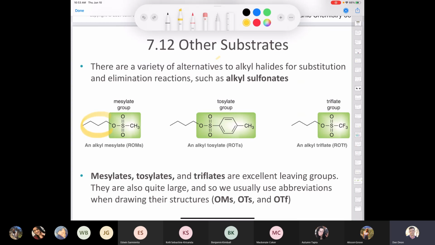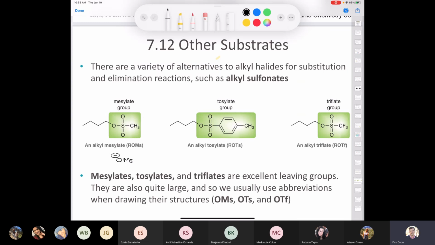So let's say you have an alkyl group and you have this thing over here. This is called a mesylate. Mesylate is actually shorthand for methane sulfonyl. You have the sulfonyl portion here, then you have a methyl here. So that's a mesylate, and we abbreviate that Ms. So it's a good leaving group, right? So the Ms, or the OMs minus, and I'm going to come back to this in a second.